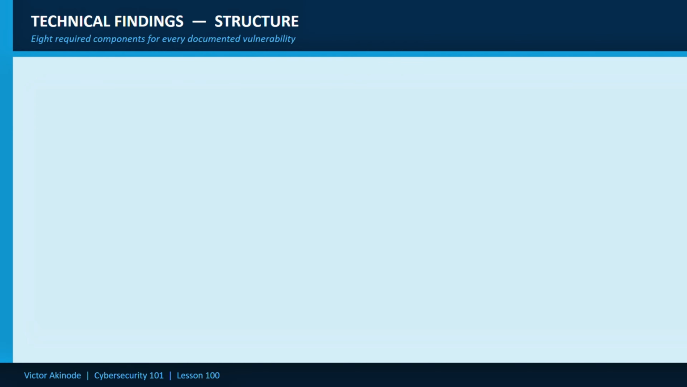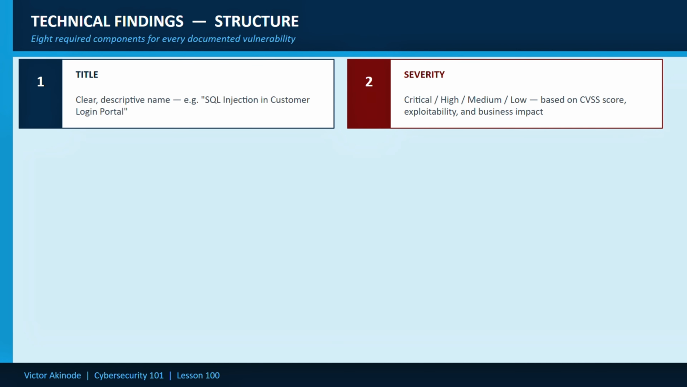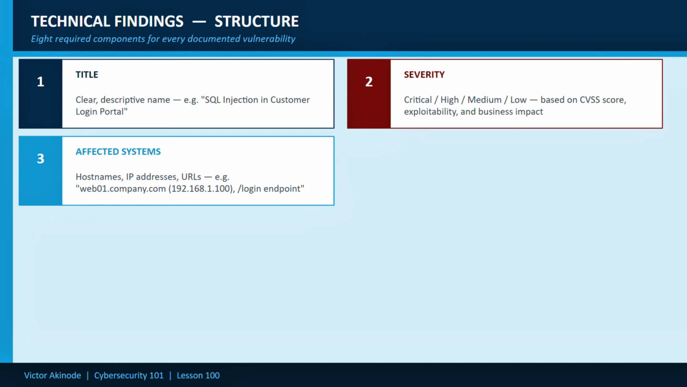For each vulnerability, you will document 8 specific elements. The number 1 is the title, and here you must use a clear descriptive name. Example is SQL injection in customer login portal. Simple. Number 2 is severity rating. Here, you are going to use critical, high, medium, low, or informational based on CVSS score, exploitability, and business impact. Number 3 are affected systems, and here you list host names, IP addresses, and URLs.